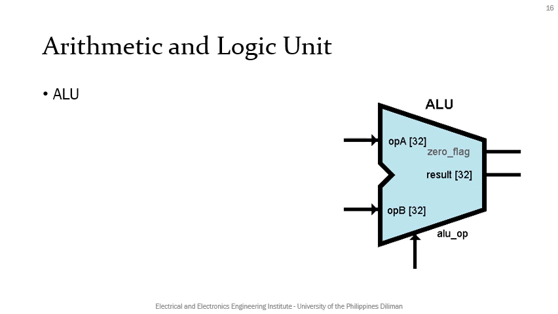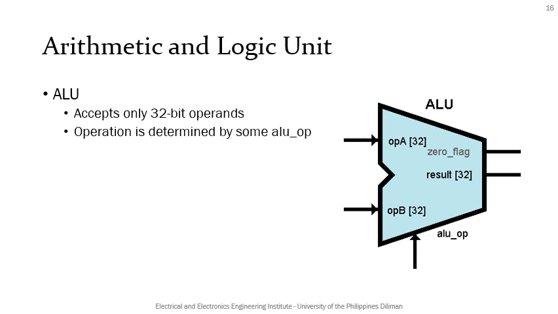We will use this symbol for the arithmetic and logic unit or ALU. The ALU accepts only two 32-bit operands, and the output is also 32-bit data. The operation to be done with OPA and OPB is determined by some control signal called ALU-op. The number of bits and code to operation correspondence for ALU-op varies per design.